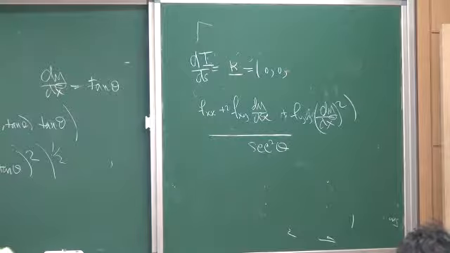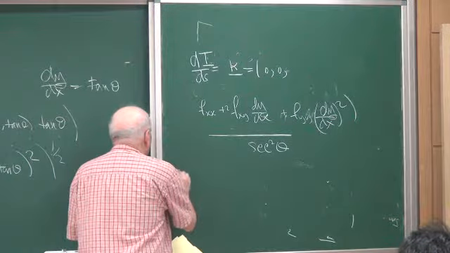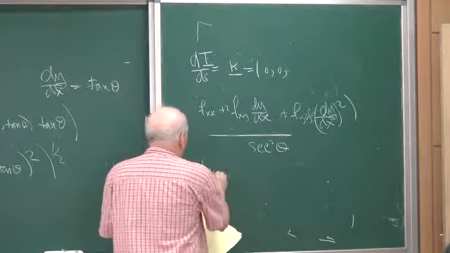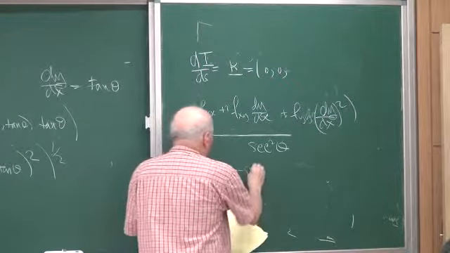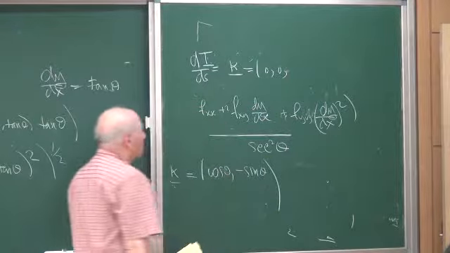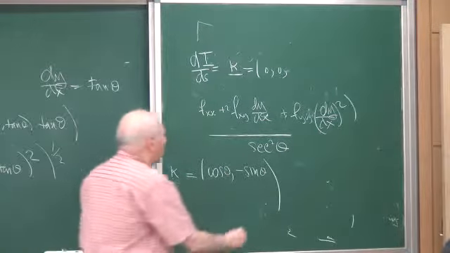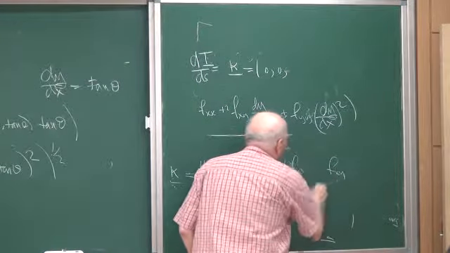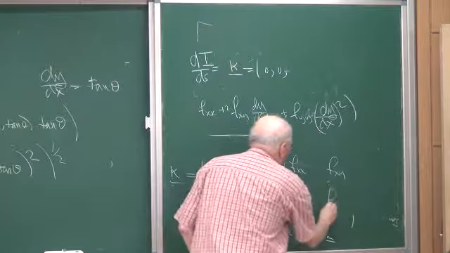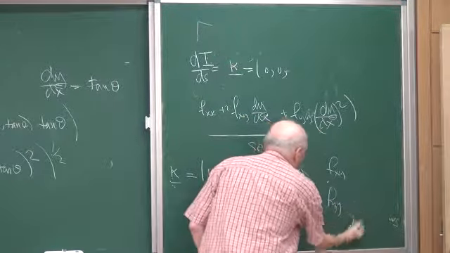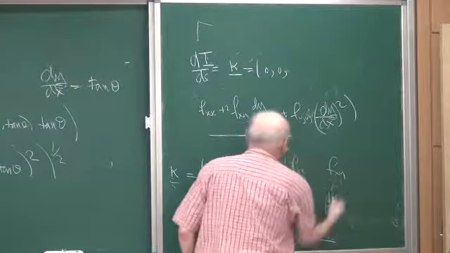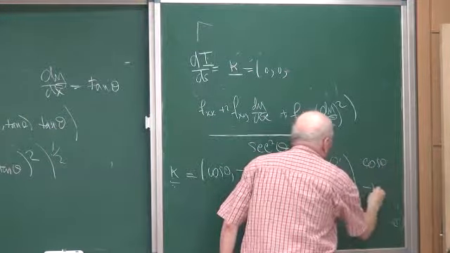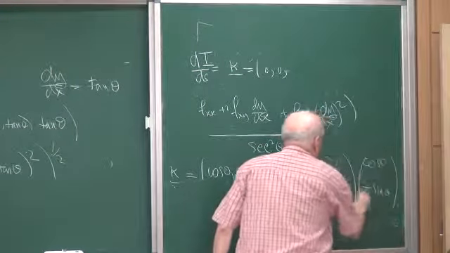This has a nice formula, by the way. This is just cosine theta minus sine theta times the 2 by 2 matrix f sub xx, f sub xy, f sub xy, f sub yy, times cosine theta minus sine theta.